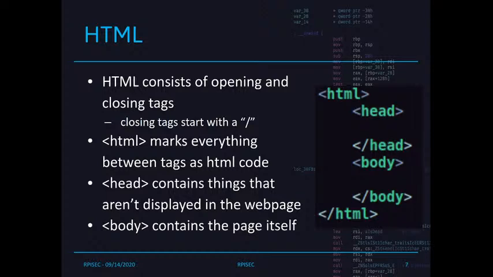Then you have the head, which contains things that are not displayed in the web page itself. For example, that would be things like the title, which is often the title bar. Or it could be linking to a style sheet or a JavaScript file. Anything that's external, that is what you are referring to in the head. In the body is what would typically be considered the page itself. That's where you have the forms, the paragraphs, the headers, all of those.